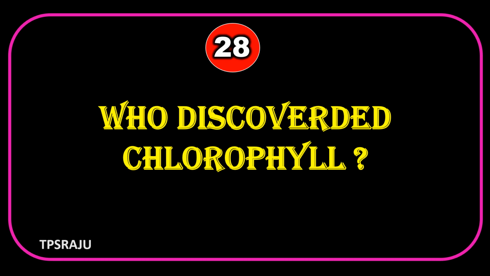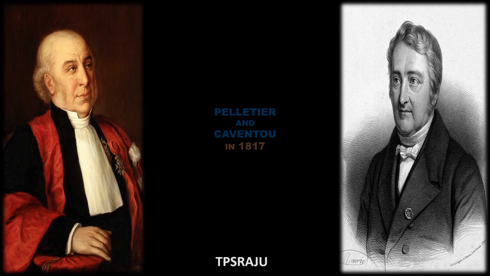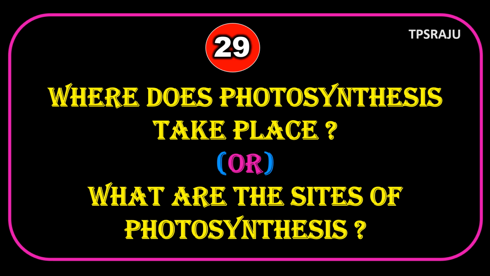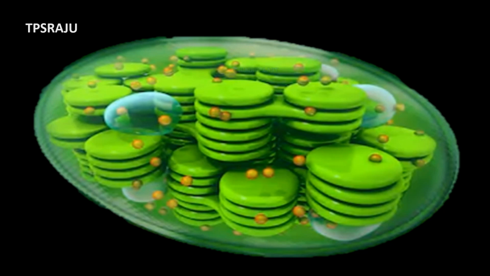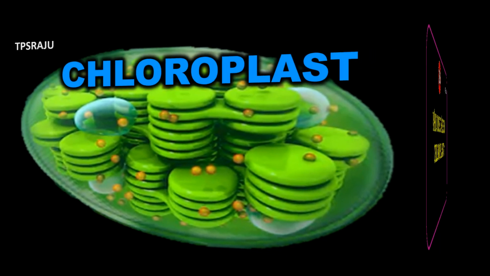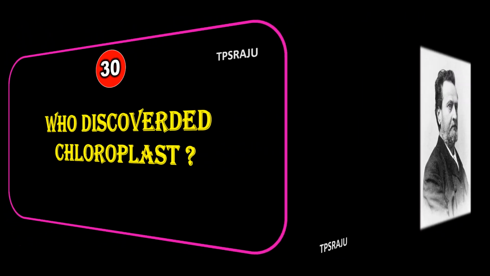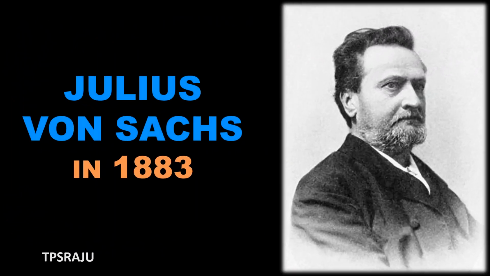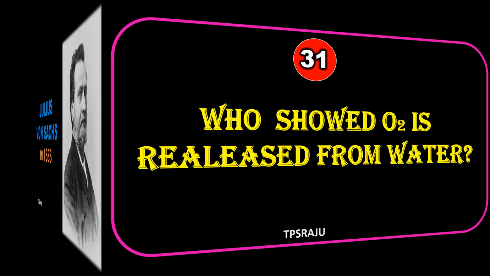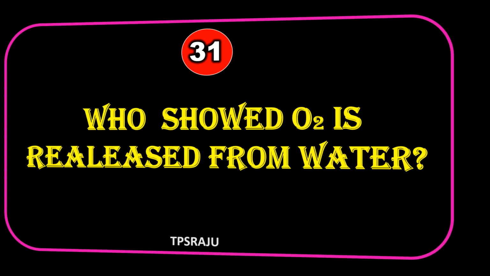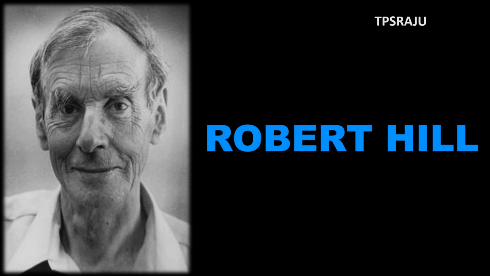Who discovered chlorophyll? Pelletier and Caventou. Where does photosynthesis take place? Or what are the sites of photosynthesis? Chloroplast. Who discovered chloroplast? Julius von Sachs. Who showed oxygen is released from water? Robert Hill.